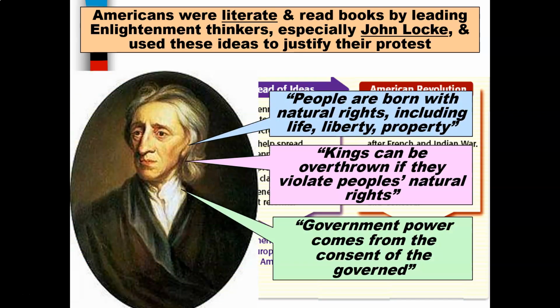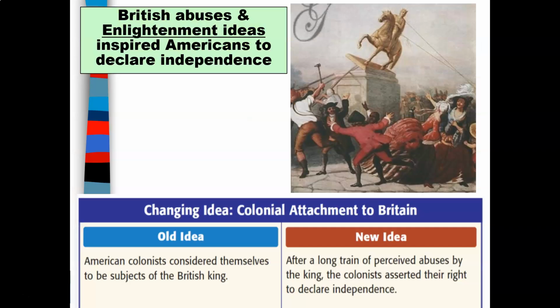And these are some of the main concepts. People are born with natural rights, including life, liberty, and property. Kings can be overthrown if they violate people's natural rights. And government power comes from the consent of the governed. These are Enlightenment ideas that impacted the way colonists saw the world and their own independence. British abuses and Enlightenment ideas inspire Americans to declare independence.